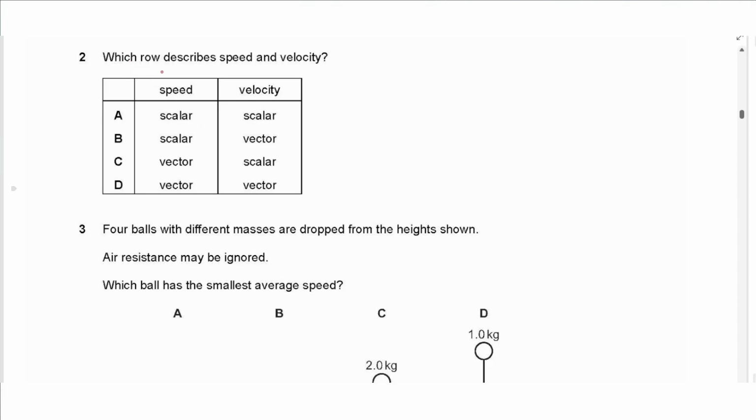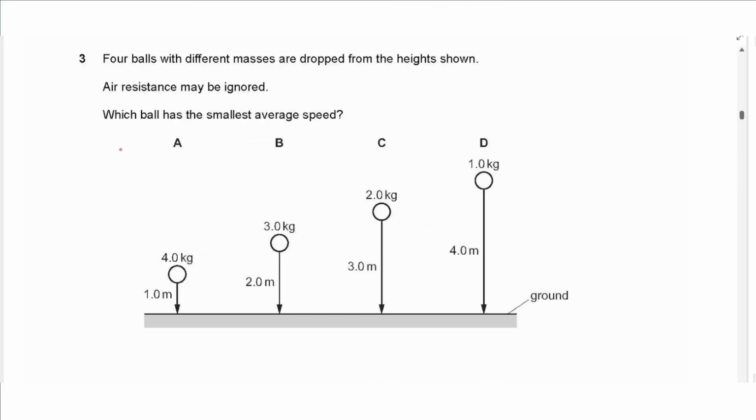Question 2 says which row describes speed and velocity? Speed is a scalar quantity, velocity is a vector quantity, so the answer is B. Question 3 says 4 balls with different masses are dropped from the heights shown. Air resistance may be ignored. Which ball has the smallest average speed?